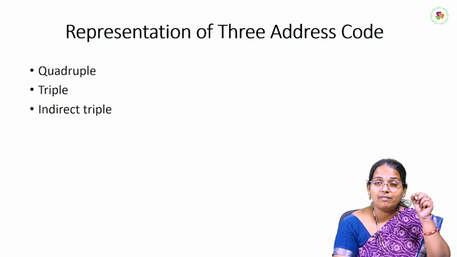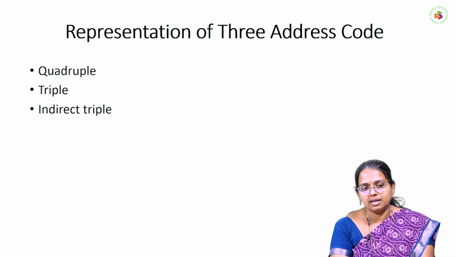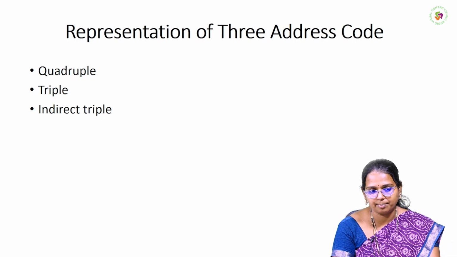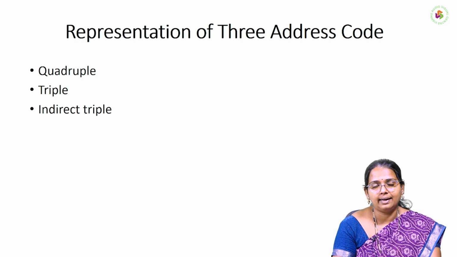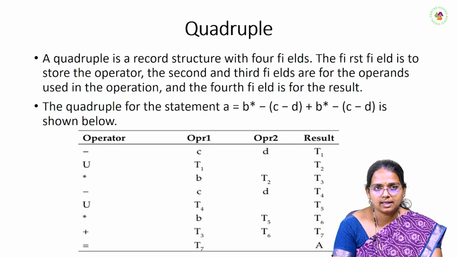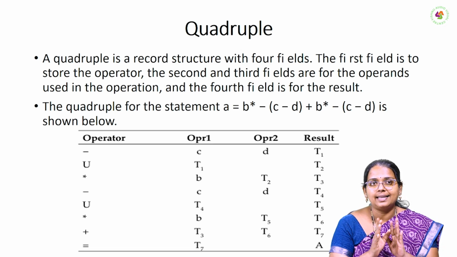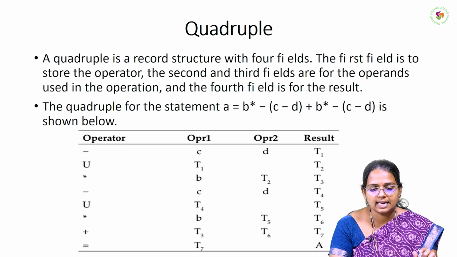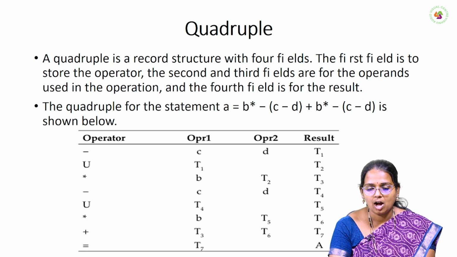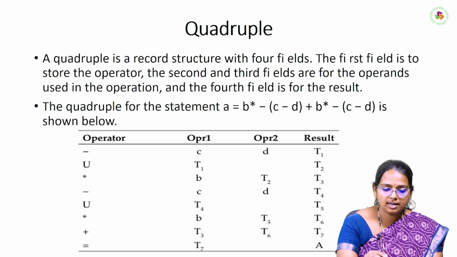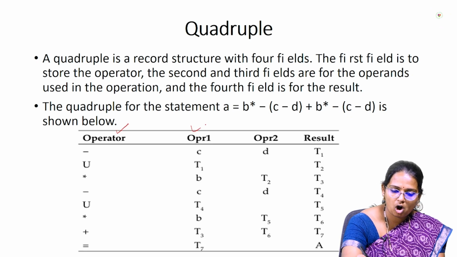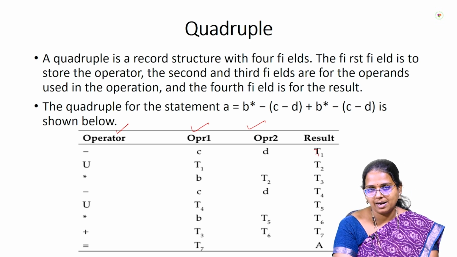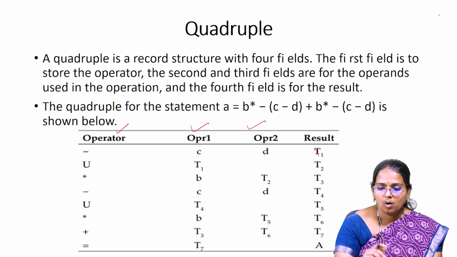Now these are all the ways to write 3 address code. These statements can be represented in 3 forms: quadruple, triple, or indirect triple. We'll see what quadruple, triple and indirect triple are. A quadruple is nothing but a record structure, a table of rows and columns with 4 fields: operator, operand 1, operand 2 and result. In a 3 address code we have operator, operand 1 and operand 2, and the result is written with a temporary name. This is the quadruple representation of 3 address code. Here we have one statement.